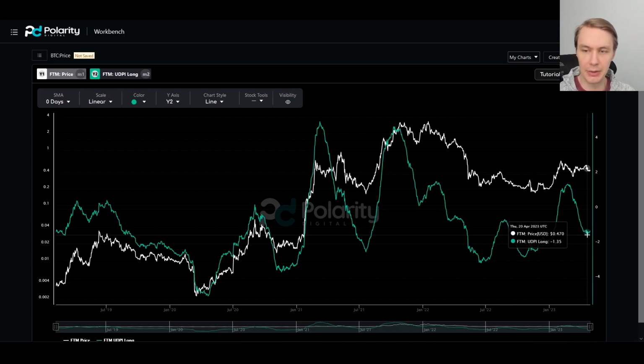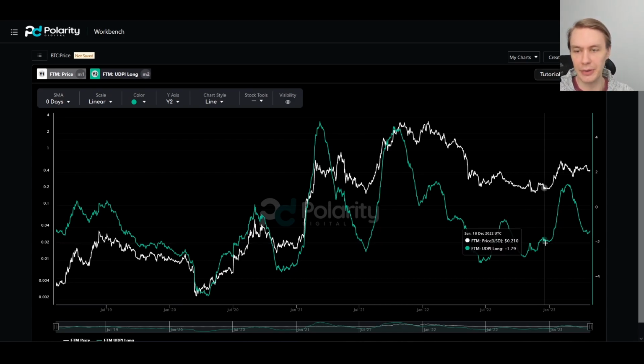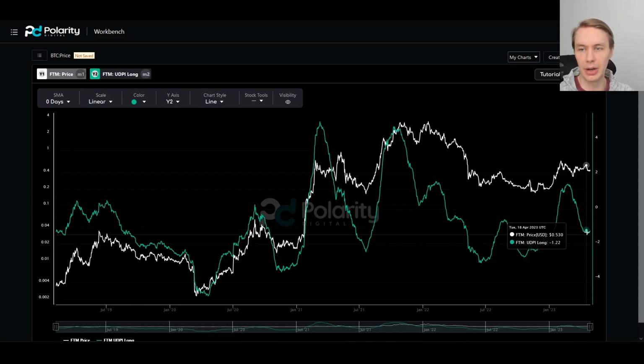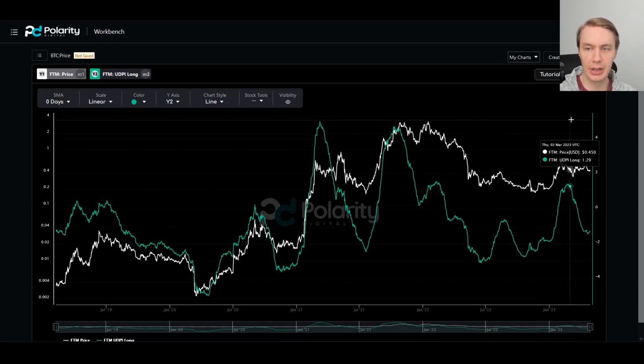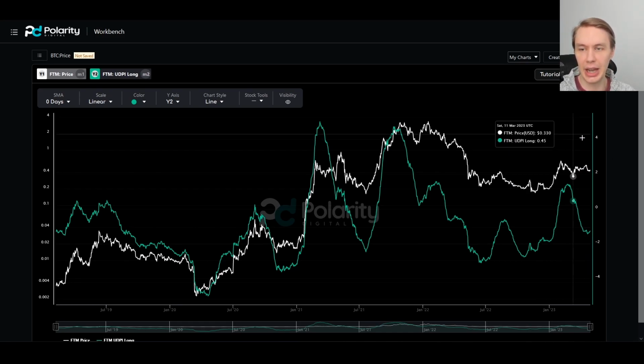So now what I'm looking for with the long-term UDPI is, we've cooled off considerably. We're down at about -1.4. I would expect that if risk cools off further from here, the more it cools off, the more likely we are to be able to set up for that next leg up for Fantom, if the broader market allows. And that's, of course, the key caveat here.